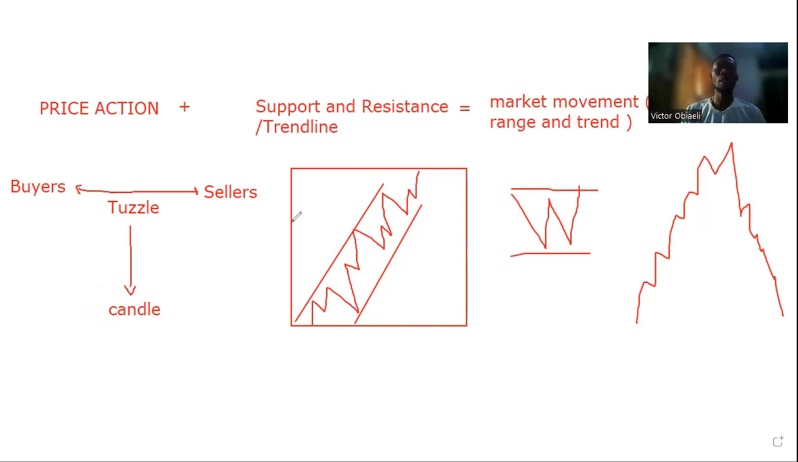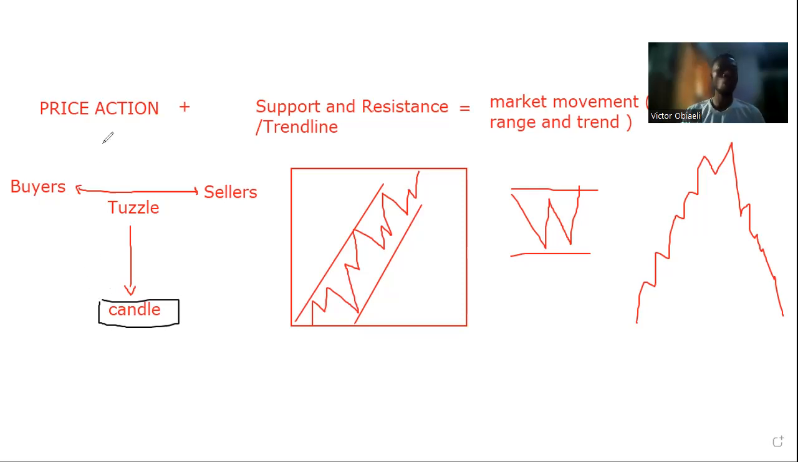Remember, the market can be represented in either candlestick, bar chart, and line chart. But mostly people make use of the candlestick, but I prefer using the bar chart. Now, I'm going to talk about the candle. The candle is the representation of what? The tussle between the buyers and the sellers.